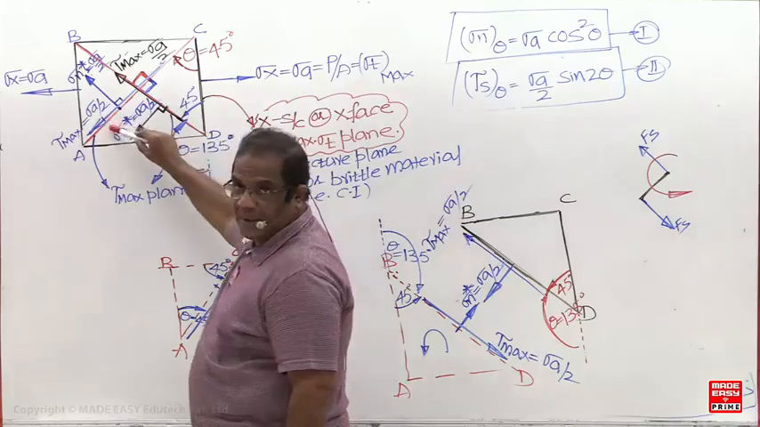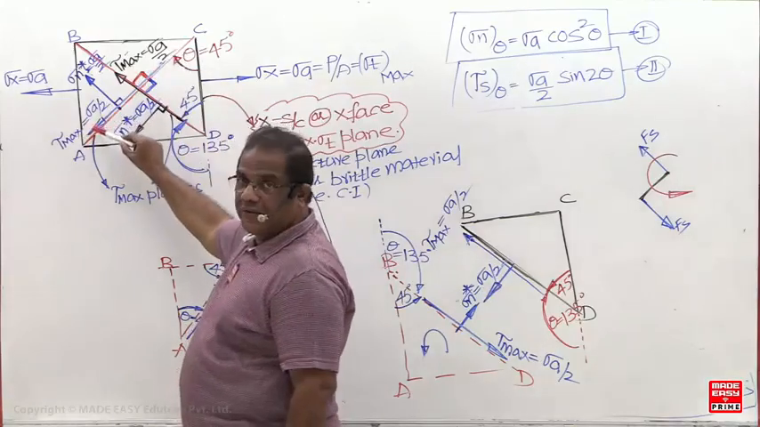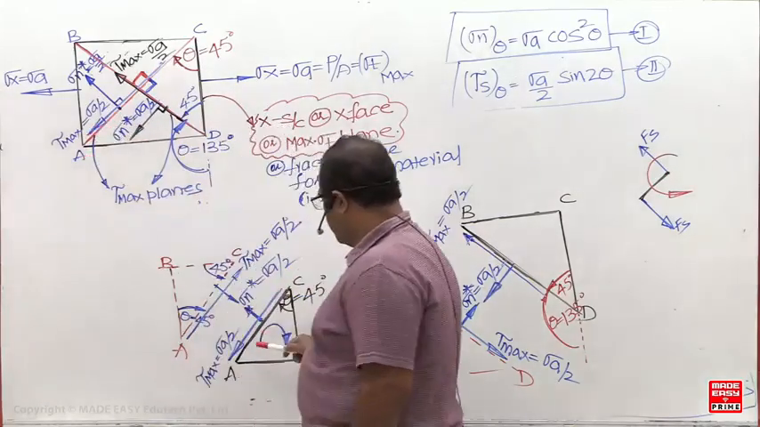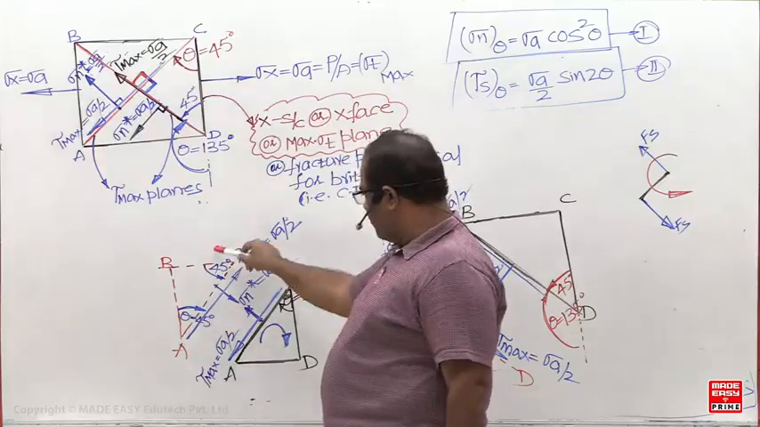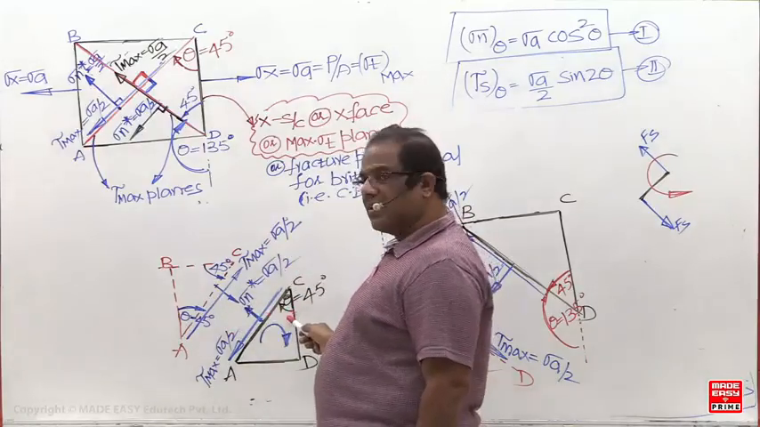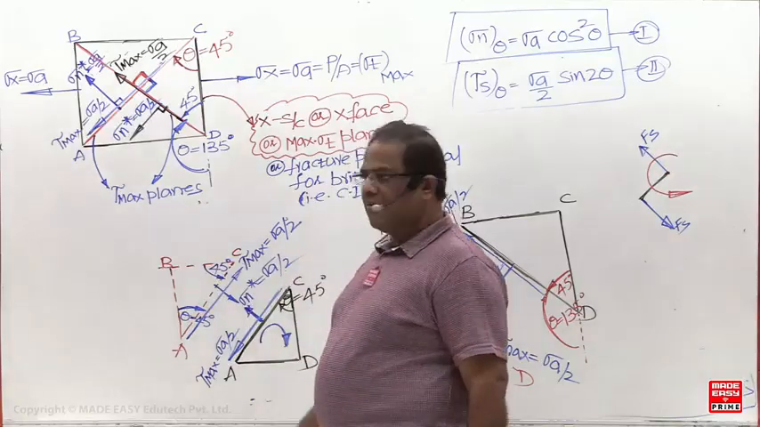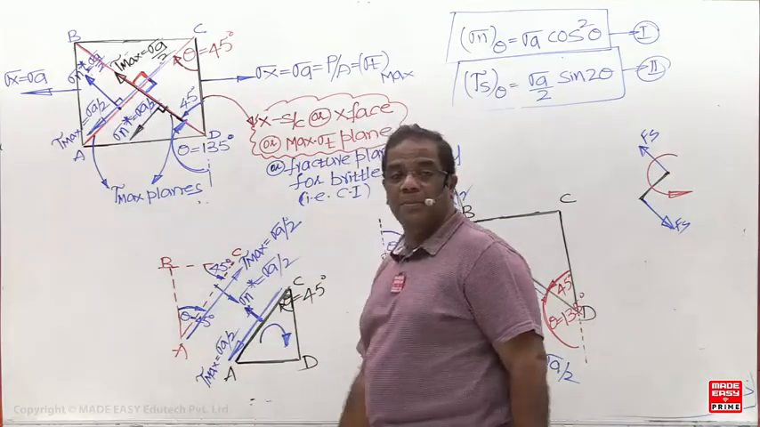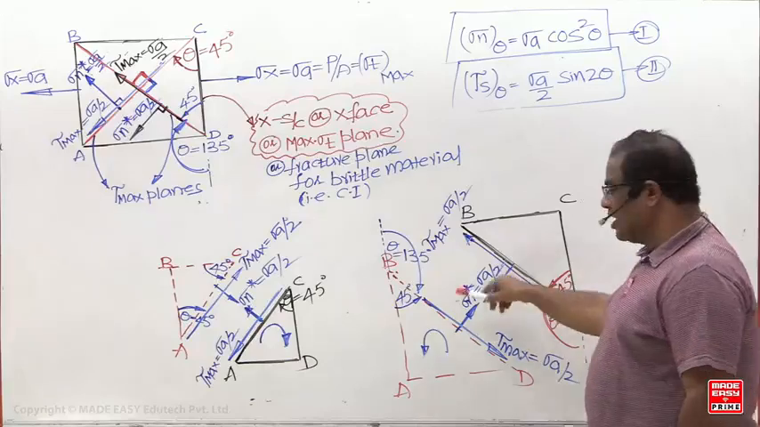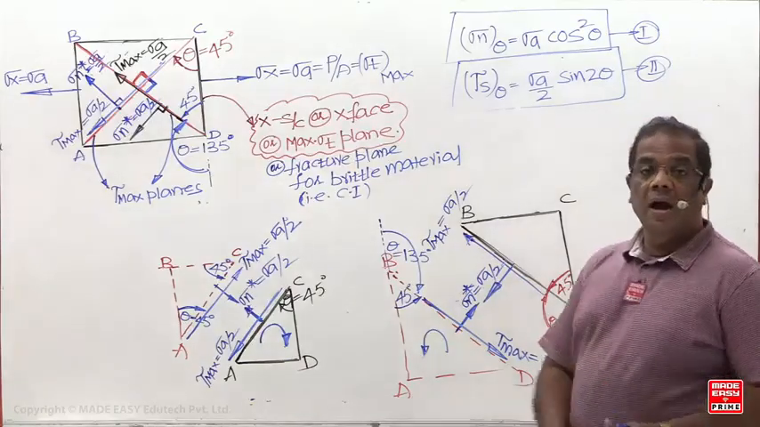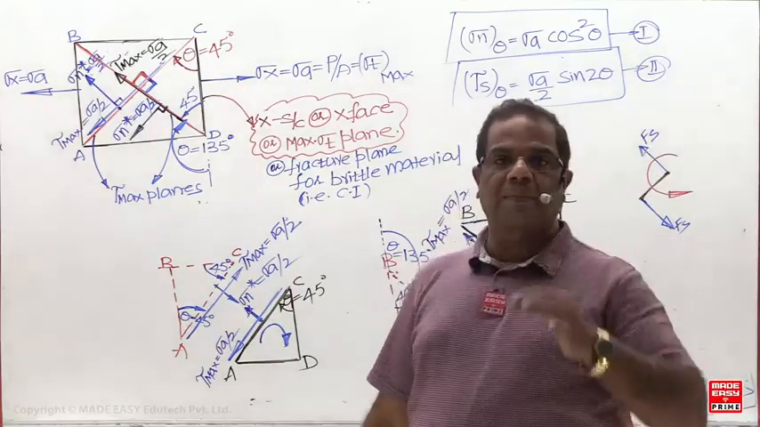On the 45 degrees plane, what is the shear stress now? Plus sigma A by 2, clockwise. On the 135 degrees plane, what are you getting? Anti-clockwise, which means always on two perpendicular planes.